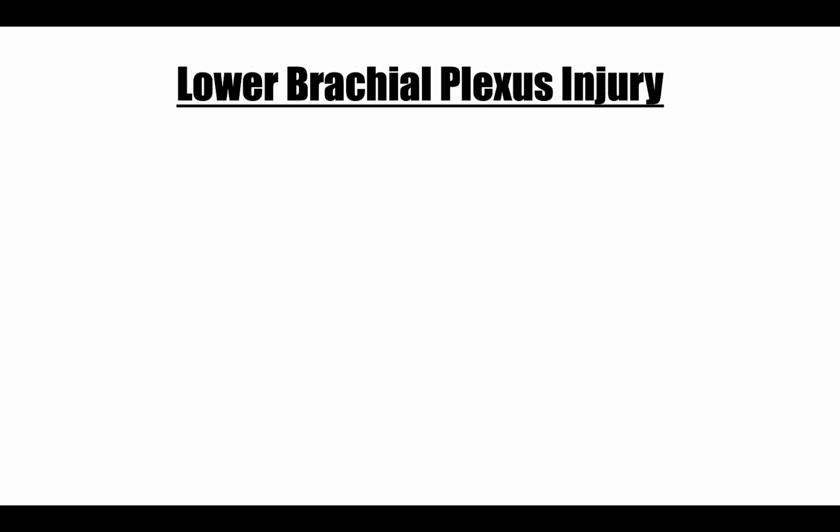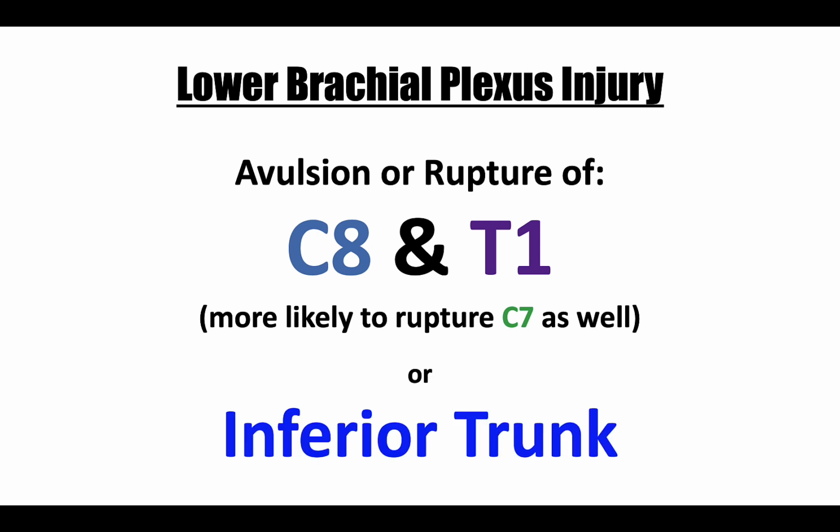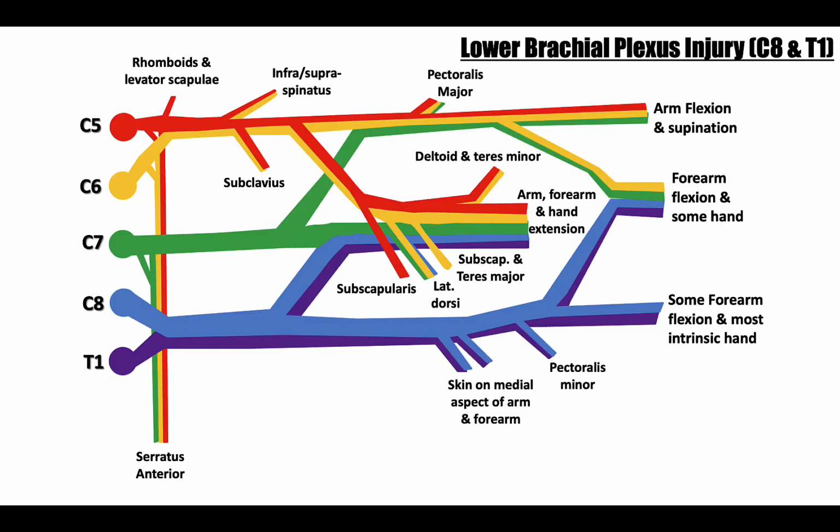Now that we understand the upper brachial plexus injury, the lower is a lot quicker to learn and just generally occurs less. This is an injury to the C8 and T1 spinal roots, brachial plexus roots, or inferior trunk. If C7 is going to be damaged, it's more likely to happen with this injury than the upper injury. So we're going to include C7 in some of these examples. But not this one. Here's version 1, an injury to C8 and T1 brachial plexus roots.